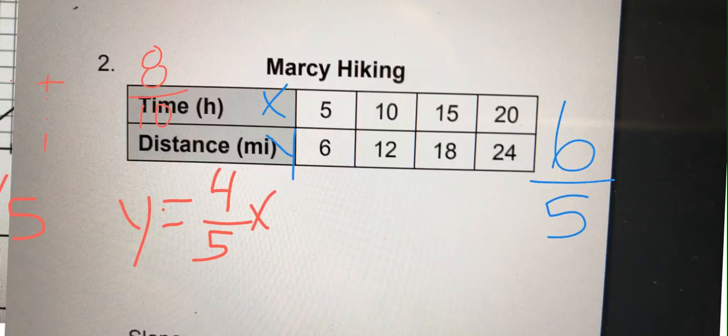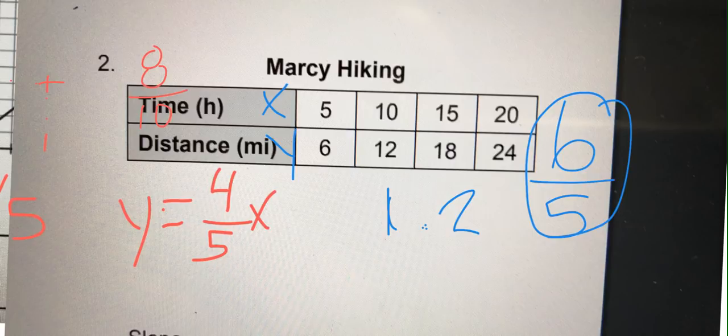Now, it's hard to be able to compare the two fractions, so if we turn them both into a decimal, it's easier to compare their unit rates. Remember, Ben's unit rate was 8/10. Marcy's unit rate equals 1.2. All I did to get that unit rate was divide her distance by her time. 6 divided by 5 equals 1.2.